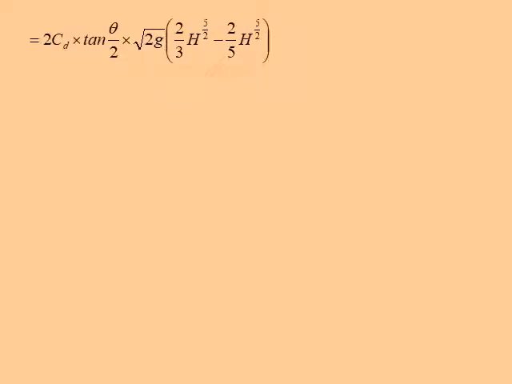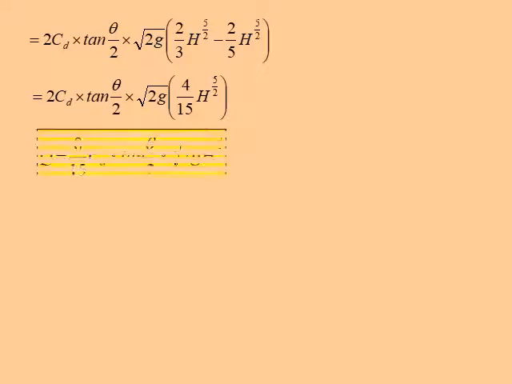This is further simplified, and after the simplification we get the final expression for the discharge through the triangular notch: Q equals 8 by 15 into Cd into tan theta by 2 into square root of 2g into H power 5 by 2. That is the final expression to find the discharge through the triangular notch.